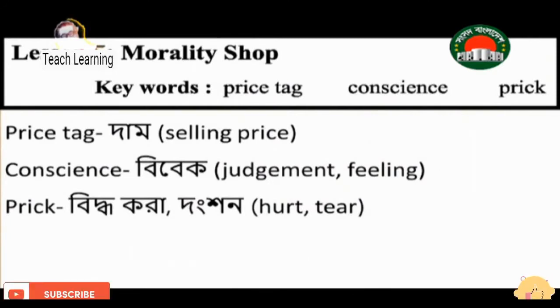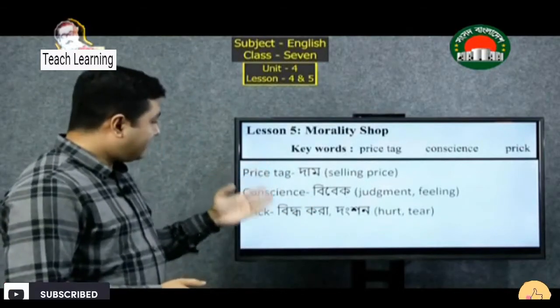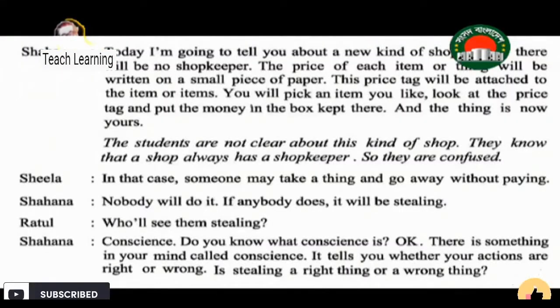Before starting our lessons, we will learn some keywords. You can see some keywords: price tag, conscience, and prick. Price tag means selling price. Conscience means judgment or feeling. Prick means hurt or tear. So, I hope the meanings are clear to you. Move on to our next slide.